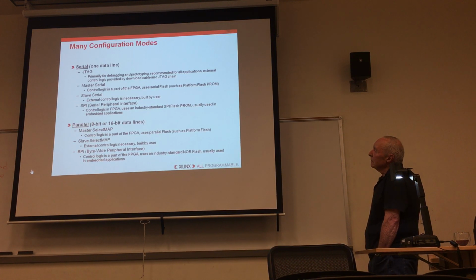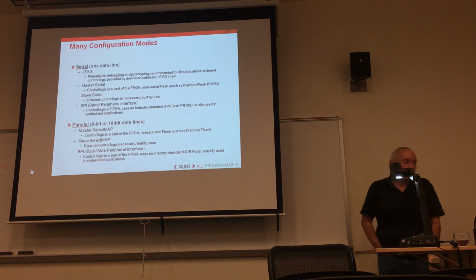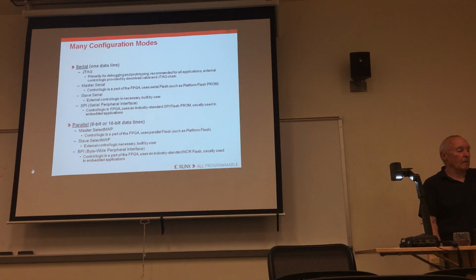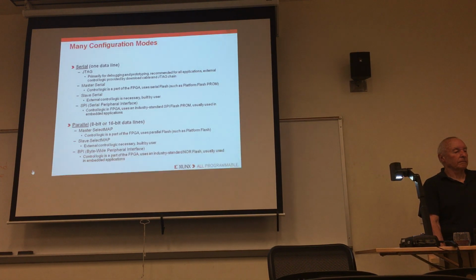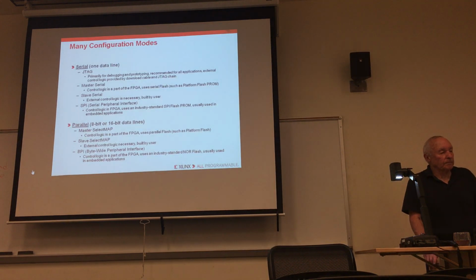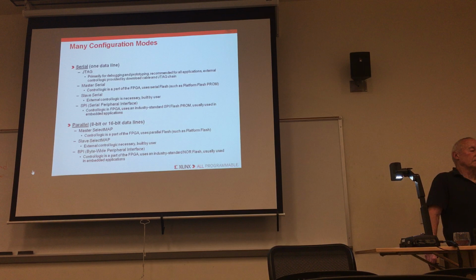SPI configuration mode is new. It requires the user to purchase a serial peripheral interface flash PROM. The benefit is that this configuration uses a price-competitive SPI PROM rather than another means to store the bit stream. It is also possible to use the SPI PROM to store software code in case the user is building an embedded application. This is a relatively simple configuration scheme to debug since the control logic is already a part of the FPGA. Now, there are several parallel modes which enable faster configuration than serial modes.